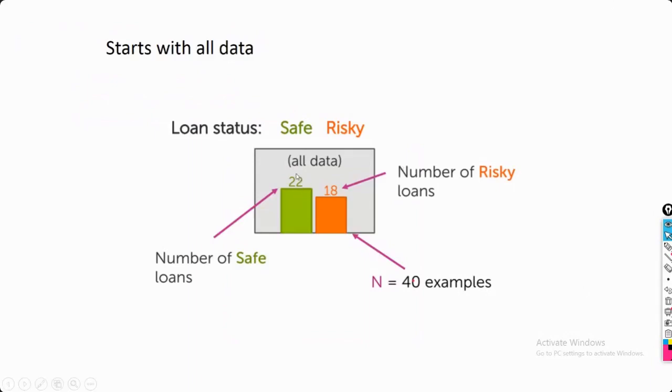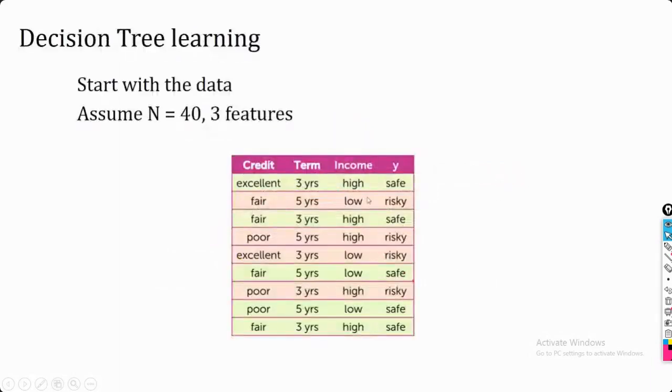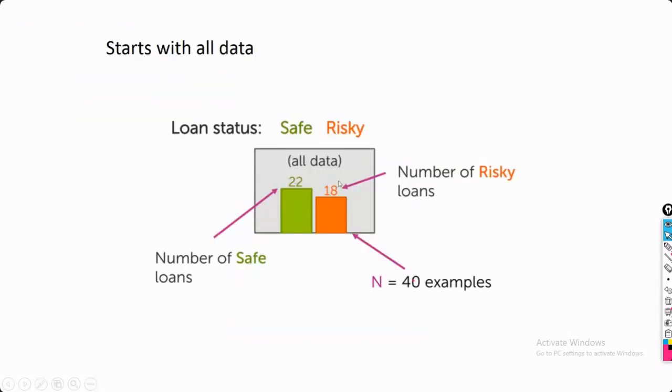So 22 are going to fall in your safe class, and 18 are going to be part of your risky class. I'm going to decide that based upon what information I have. So out of 40, 22 are safe and 18 are unsafe. In total it's going to be 40 only, but the division is this.